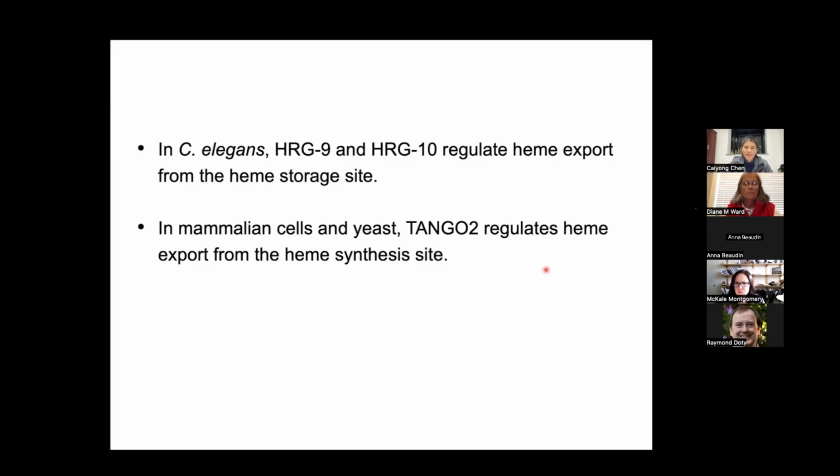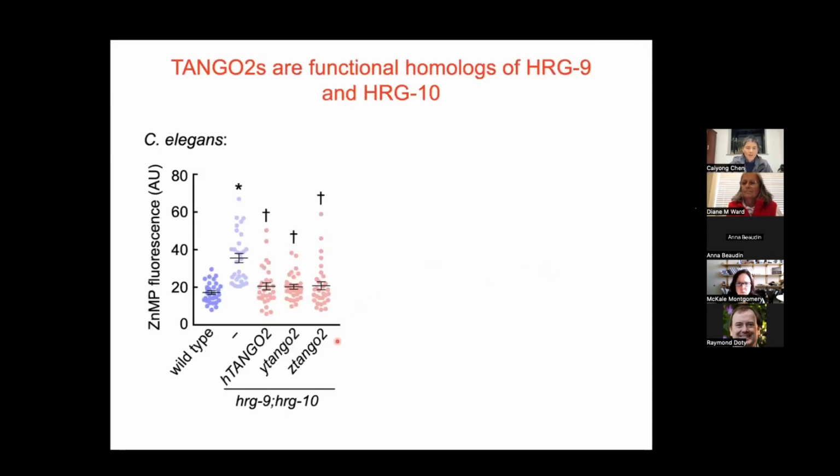Since HRG9 and Tango2 are both involved in heme homeostasis, we next asked whether they have the same function. To address this question, we expressed Tango2s in C. elegans. Here, as you can see, knockout of HRG9 and HRG10 leads to increased ZnMP fluorescence. And this phenotype can be significantly rescued by the expression of human Tango2 or yeast Tango2 or zebrafish Tango2 in the mutant worms. This result suggests that Tango2s are functional homologs of HRG9 and HRG10.